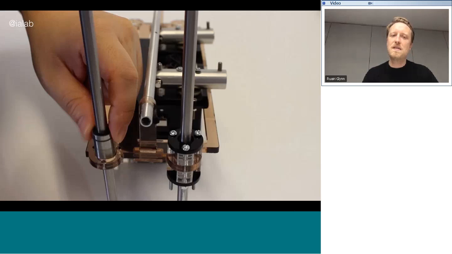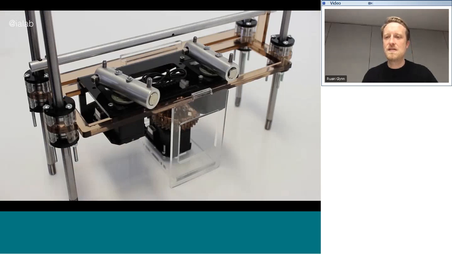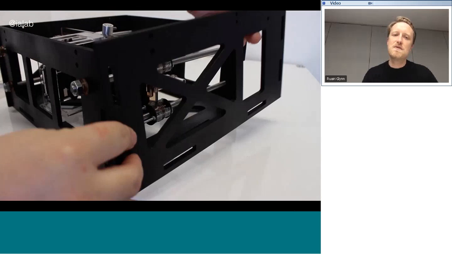And so what we do in the master's program is we introduce these technologies to designers. So we build new types of robotics.